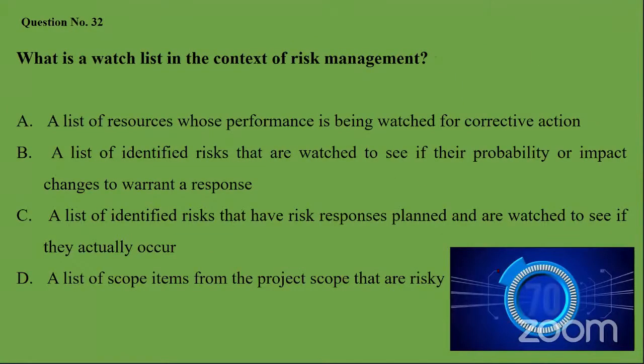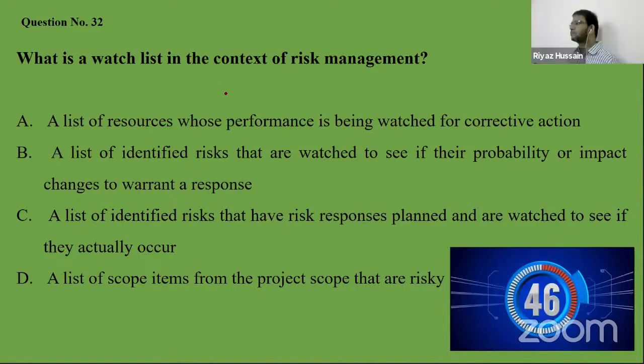What is the watch list in the context of risk management? A. The risk resources who perform is being watched for the corrective action. B. A list of identified risks that are watched to see if their probability or impact changes to warrant a response. C. The list of identified risks that have risk response planned and are watched to see if they actually occur. D. A list of scope items from the project scope that are risky.